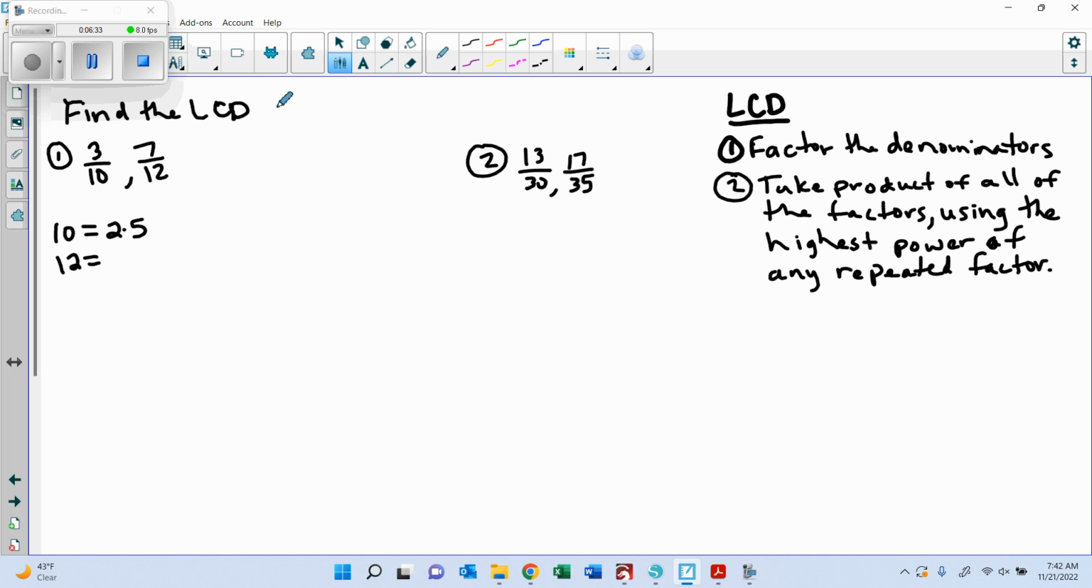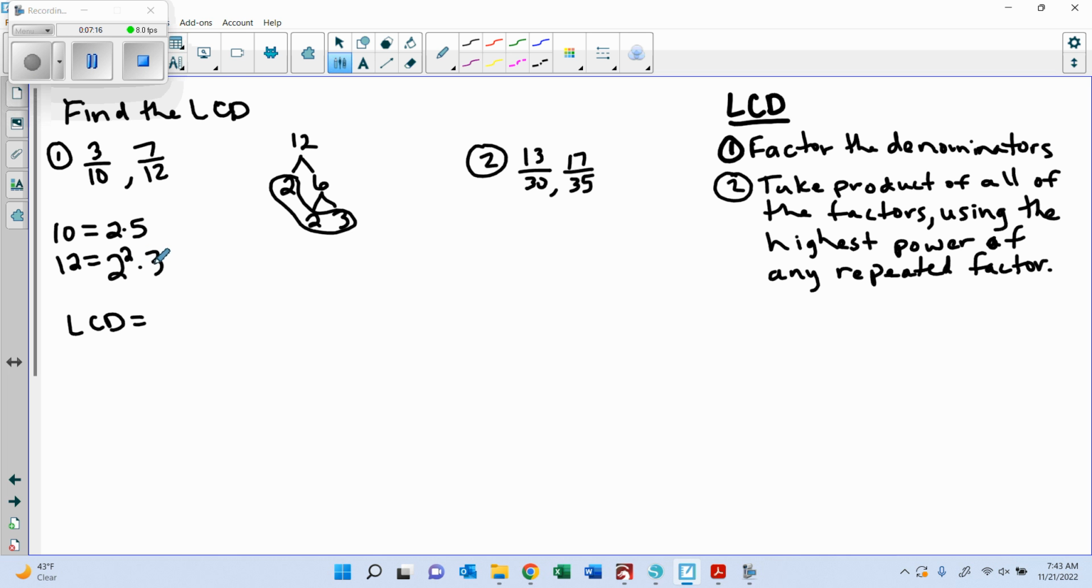For 12, there's more than one option. So remember, we had factor trees that we could do, or you take 12 and you take any product that's 12. So I'm going to take 2 times 6, and then I keep factoring until those numbers don't factor. So 6 is 2 times 3. That means that 12 is 2 times 2 times 3, and we write 2 times 2 as 2 squared times 3. So there are my factors for my numbers. So 10 is 2 times 5, 12 is 2 squared times 3.